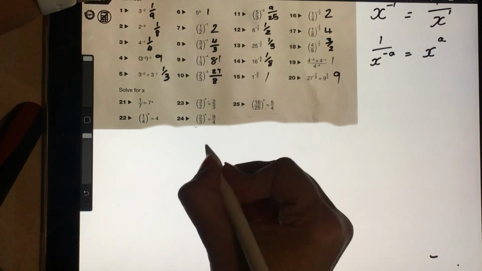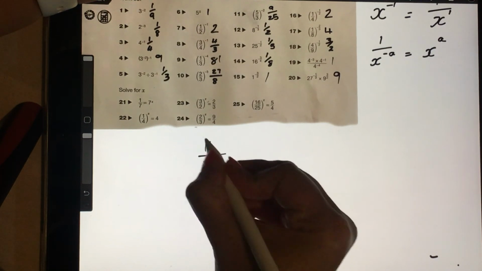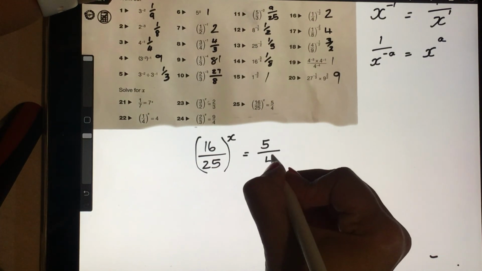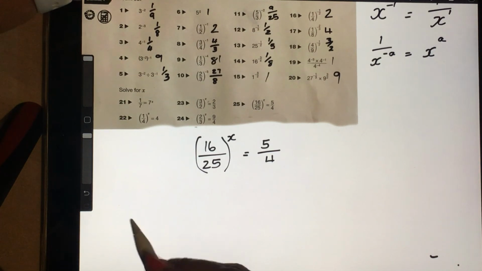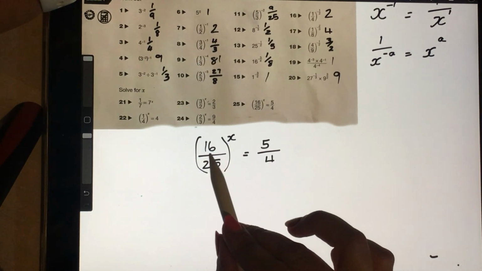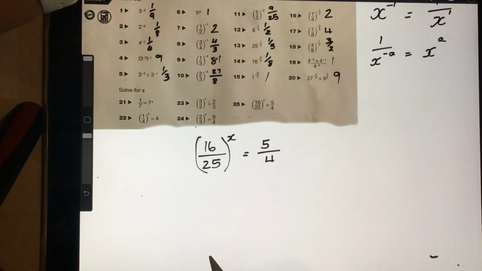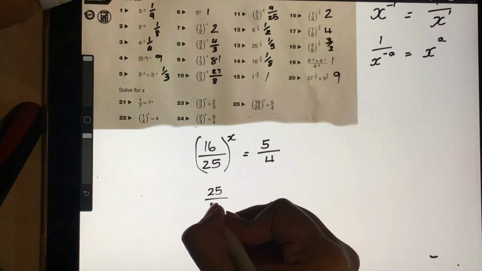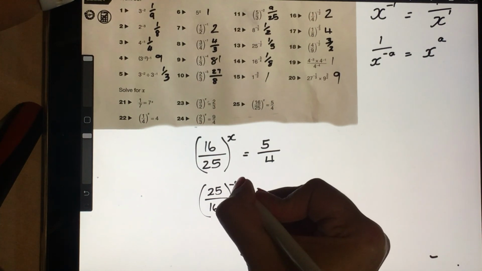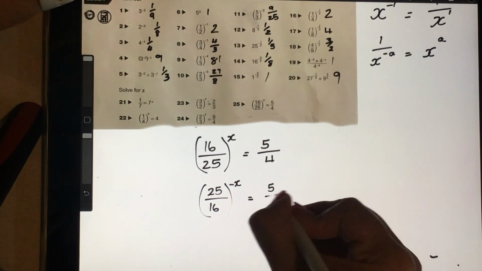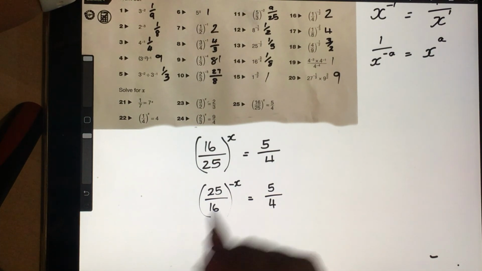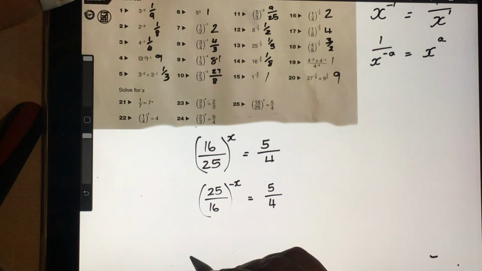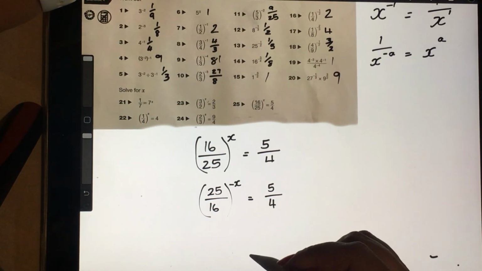Okay, for the last one in this exercise, we've got 16 over 25, all raised to the power of x, and this is equal to 5 over 4. Again, our aim is to get both of the base numbers the same so that we can actually solve for x. So my first step would be to flip this fraction to 25 over 16. And then the indice will change to a negative. Right? Now, the easiest way to get these to the same is either by squaring them both, or what I'm going to do in this instance, I'm going to square both sides.